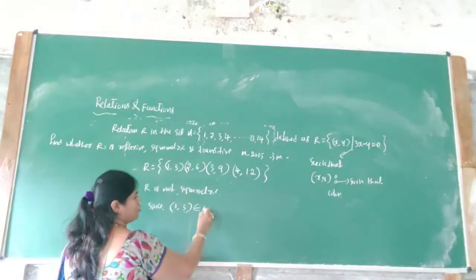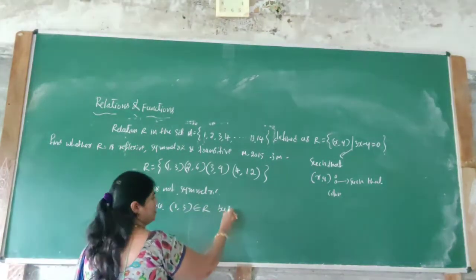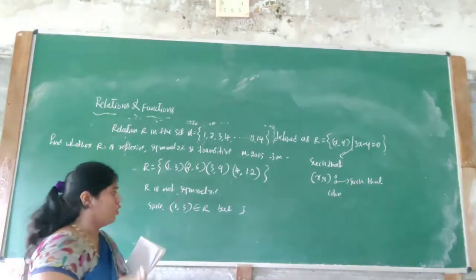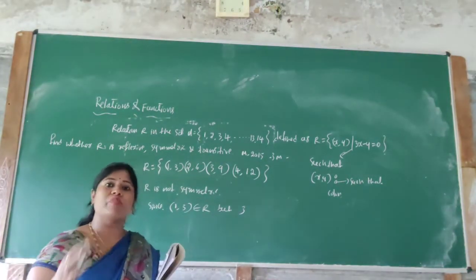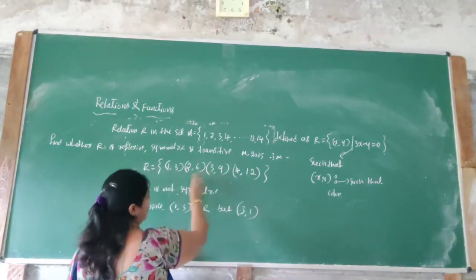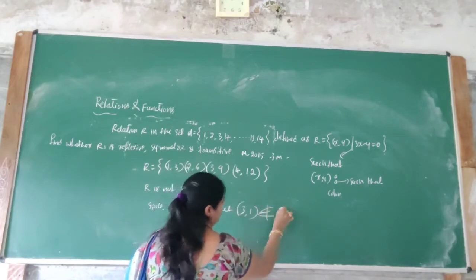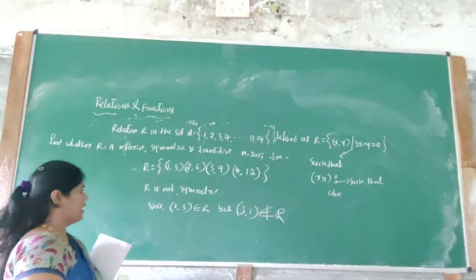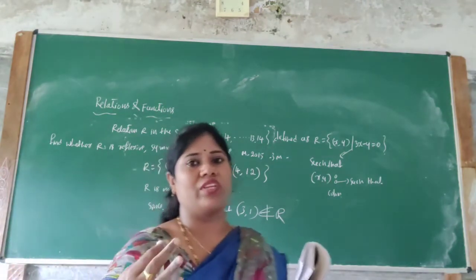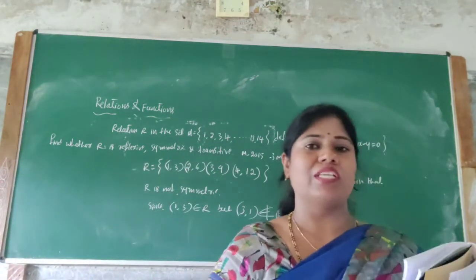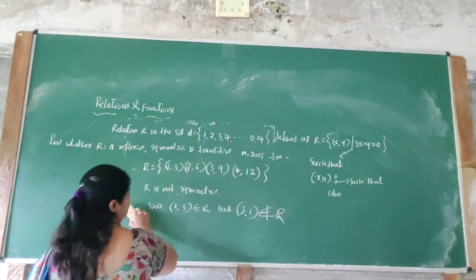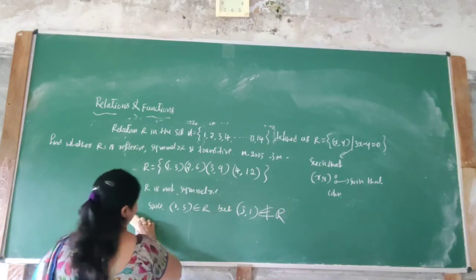Since (1,3) belongs to R, we have to get (3,1) also. If (1,3) belongs to R, (3,1) should also belong to R. Is (3,1) there? No, (3,1) is not here. So it does not belong to R. Of course (1,3) is there in the set R, but you don't have (3,1) in the set R. Therefore it is not symmetric. Okay, it is not symmetric. Next one.